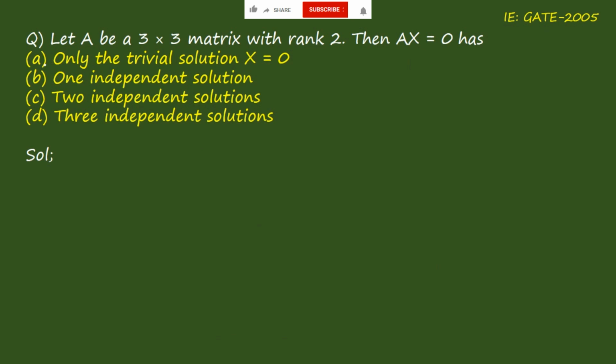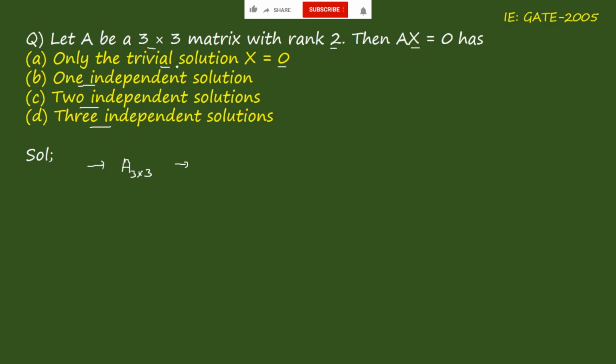The next question. The question is, let A be a 3 cross 3 matrix with rank 2. Then Ax is equal to 0 has, it is asking whether it has only the trivial solution, or one independent solution, or two independent solutions, or three independent solutions. Okay. It is given that A is nothing but a 3 cross 3 matrix, right?